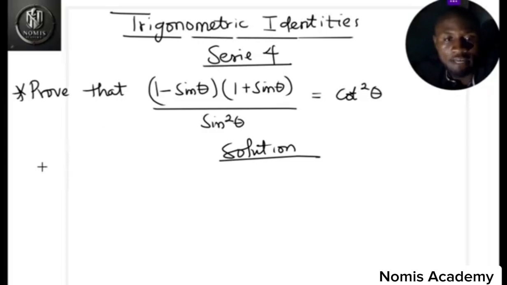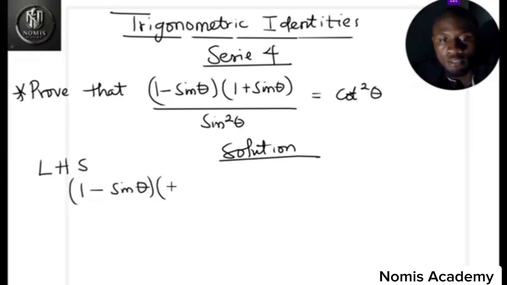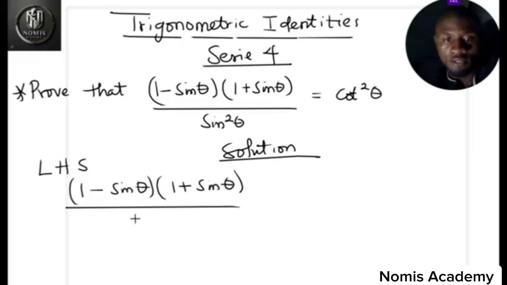So let's take the left hand side. The left hand side of the equation says 1 minus sine theta multiplied by 1 plus sine theta all over sine squared theta. So what we need to do first is to remove those brackets, by expanding what we have here.